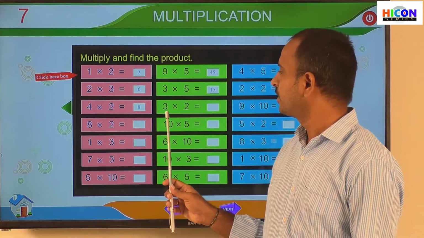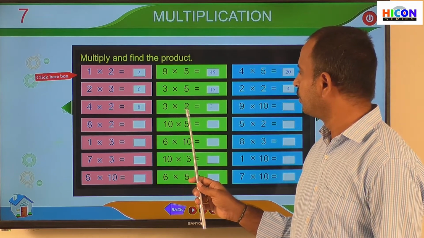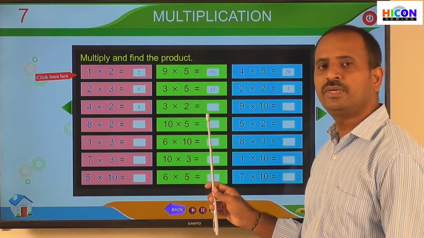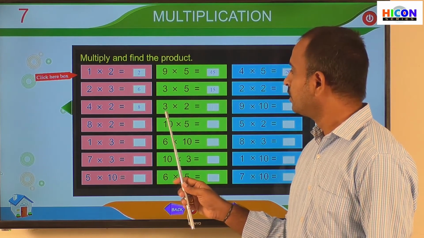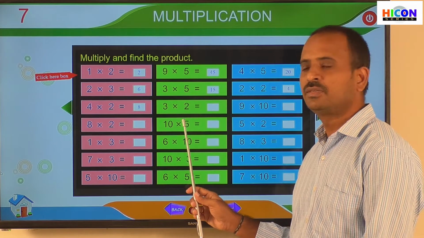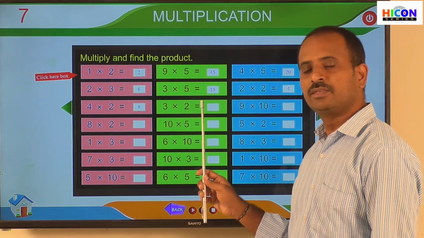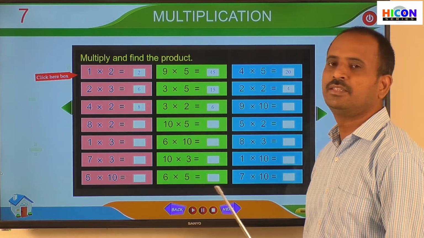And see the next one. So 3 into 2 is equal to how much? So this is also the table of 2. So in the table of 2, 3 2s are how much? 3 2s are 6. So write 6 in this box.